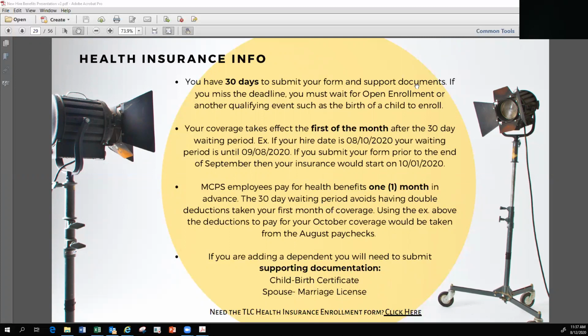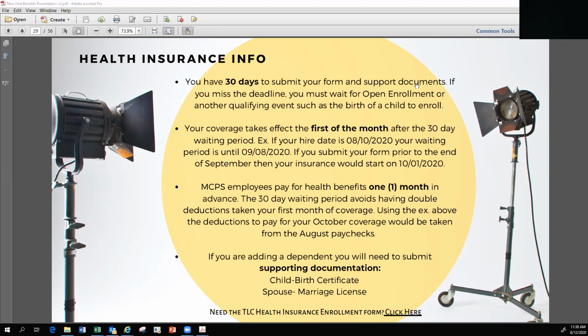And if you turn your forms in prior to the end of September, then your insurance is going to start on 10/1. Now we're billed a month in advance, so we deduct a month in advance. And really this 30-day waiting period is great because then you don't have to have double deductions taken for your first month of coverage. So just using the example above, the deductions that are taken from your August paychecks are going to be paying for your October insurance.